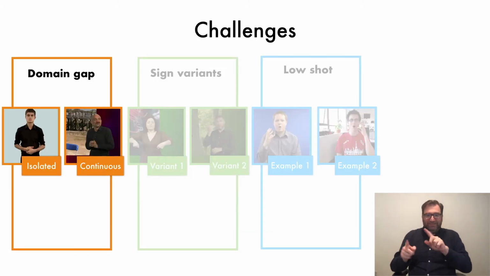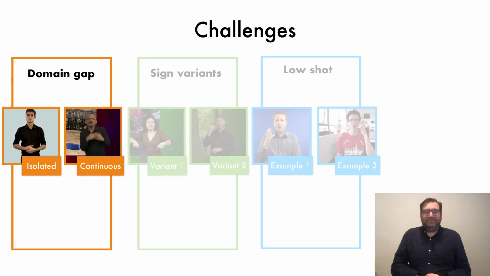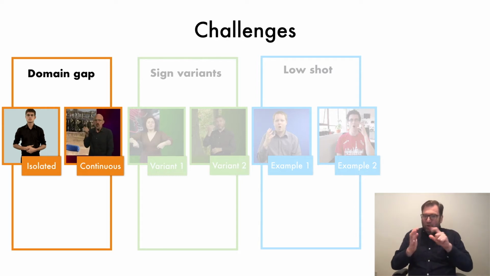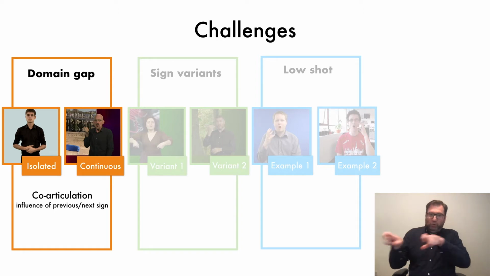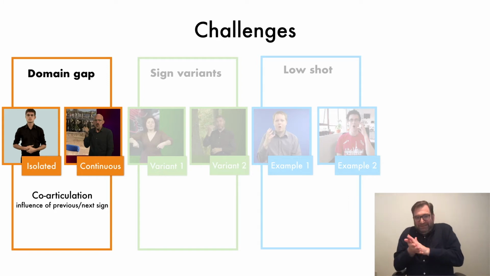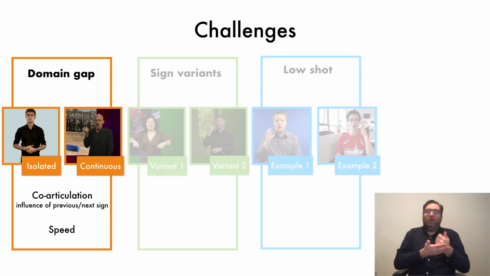Some key challenges in this task include the severe domain difference between isolated dictionaries and continuous signing in the wild, as shown in the following examples. In particular, they differ with respect to co-articulation in continuous signing, where the appearance of the current sign is influenced by the previous and next sign, and also differ in terms of speed, as isolated signs are usually performed more slowly.